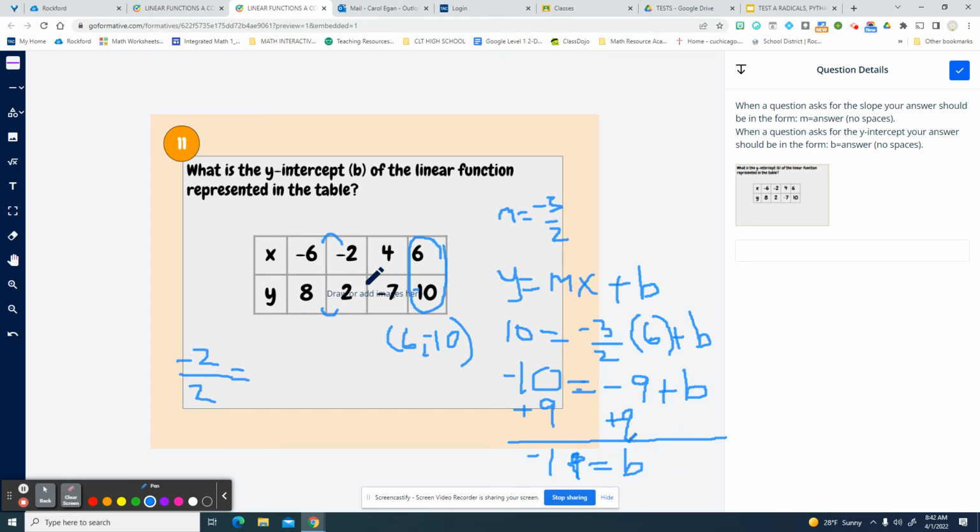See, even Miss Egan makes mistakes. That's why you've got to think through what you're doing. Would 19 have fit in between the 2 and the -7? No, that wouldn't have made sense because it's linear. My numbers have to go in order, least to greatest or greatest to least on the y side. So again, my answer is -1.